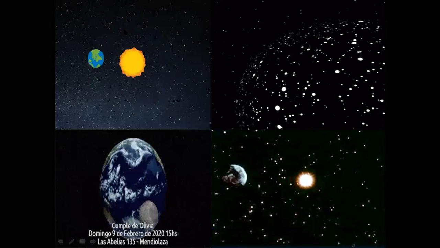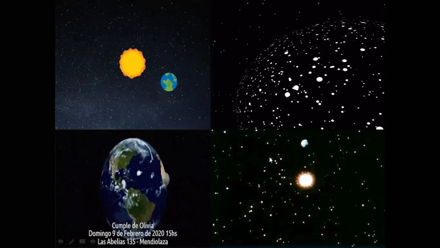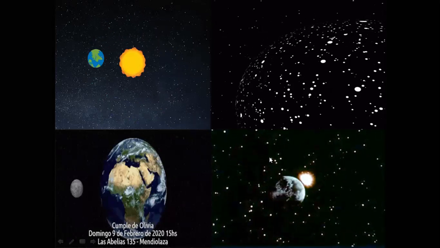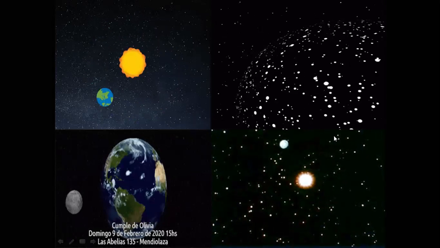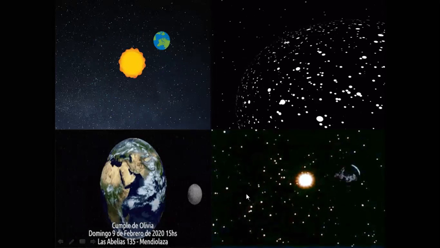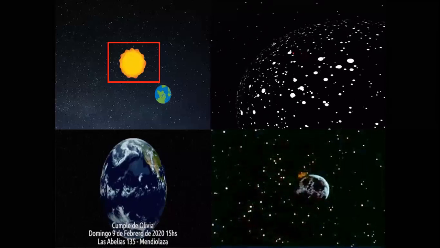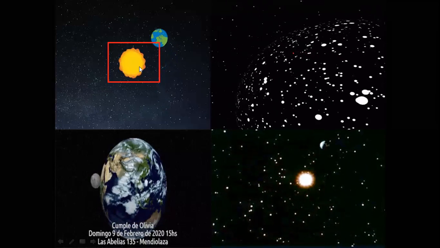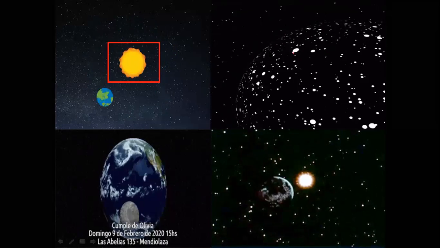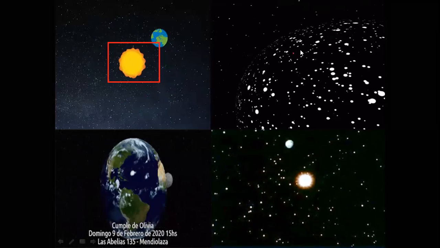The time the earth takes to complete one orbit around the sun is approximately 365 days. This period is called a year. The sun is a very hot star that gives the earth heat and light. Without the sun, the earth would be cold, dark, and lifeless.